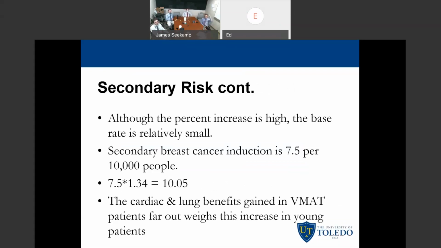And then when you weigh this against the fact that you're probably getting significant lung and cardiac dose avoidance, this is a very acceptable trade-off for patients that need this technique.